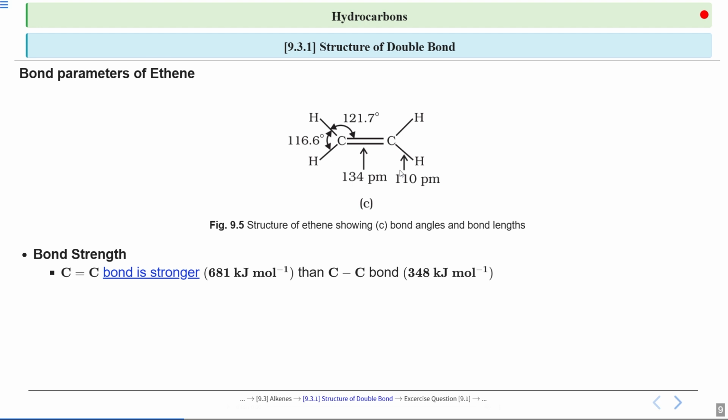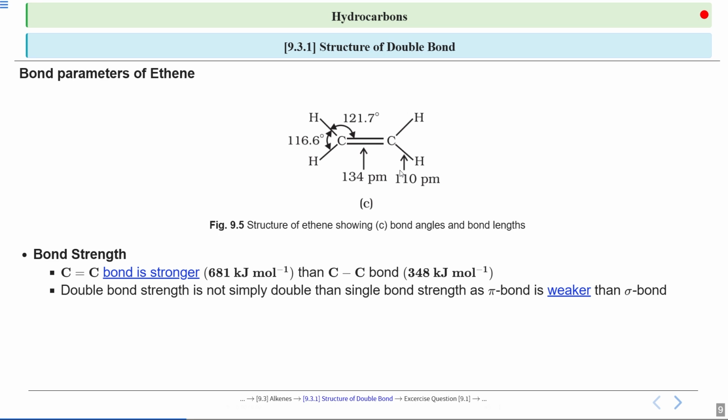Specifically, the C=C has a bond strength of 681 kJ per mole compared to 348 kJ per mole for a C-C single bond. This difference is significant because it affects how ethene reacts with other substances. So it is important to note that the double bond strength isn't simply double that of the single bond. This is because the pi bond, which is a part of the double bond, is weaker than the sigma bond. This distinction is key to understand why double bonds are more reactive.